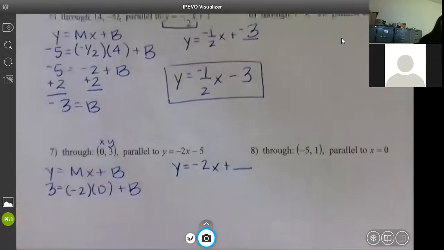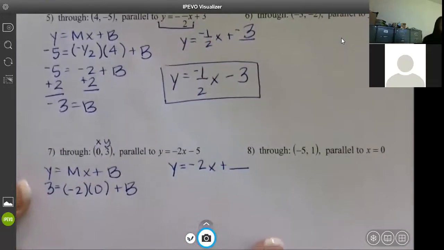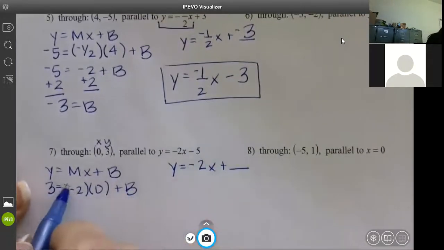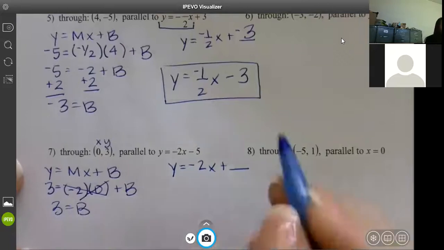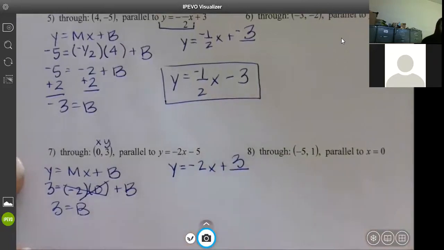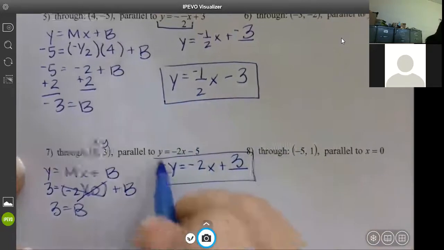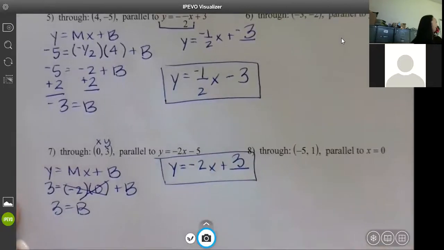And then plus b. Negative 2 times 0 is 0, so it cancels out. And it just gives us 3, which goes right up there. And that's the answer we type in EDM. Yes, it's not bad. It's not bad at all. And tomorrow is pretty much the same thing. We just have to change the slope a little bit. Okay.